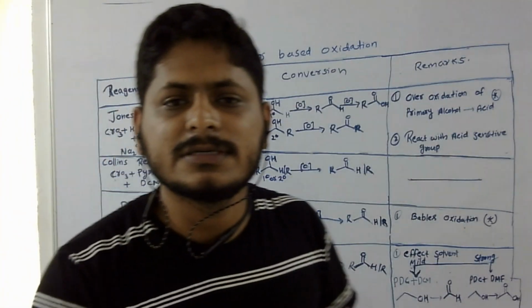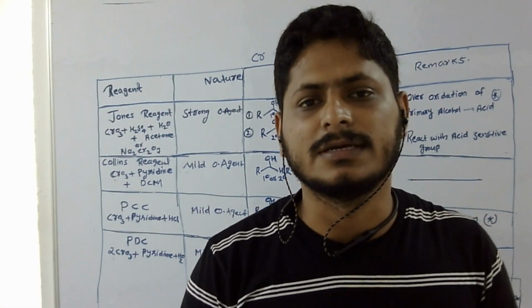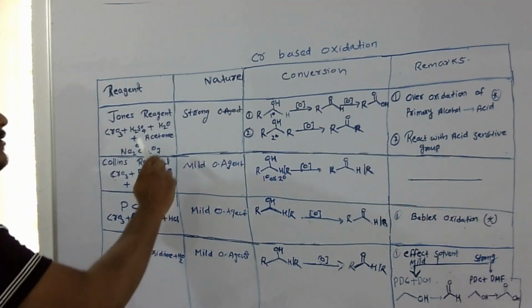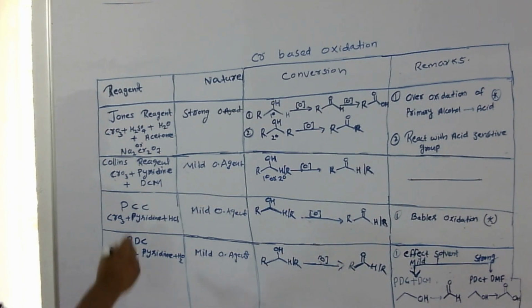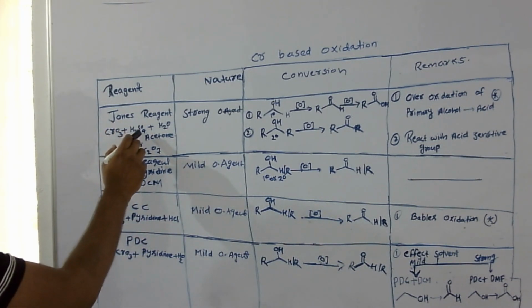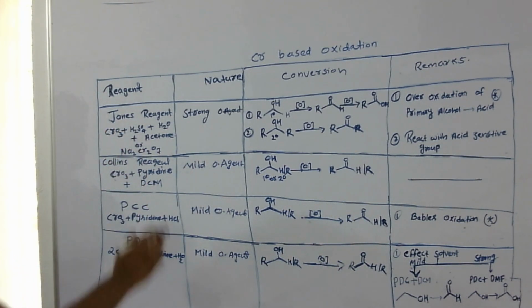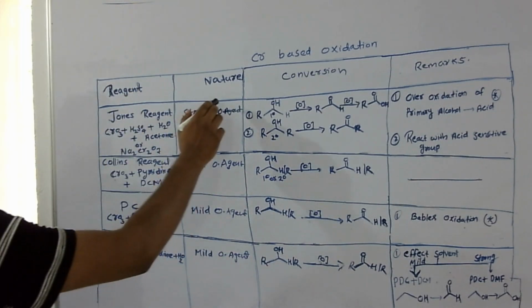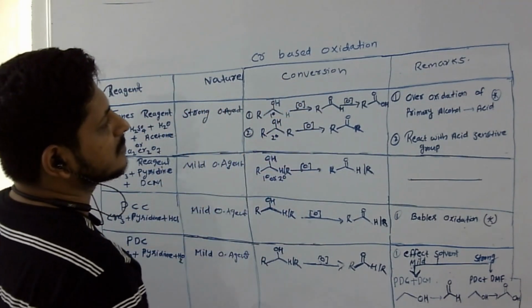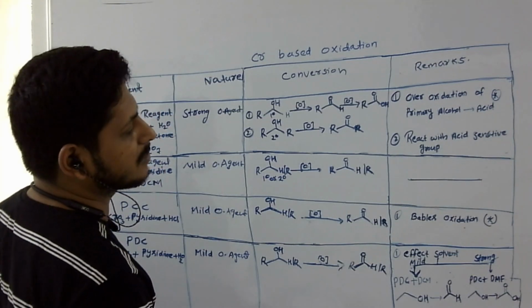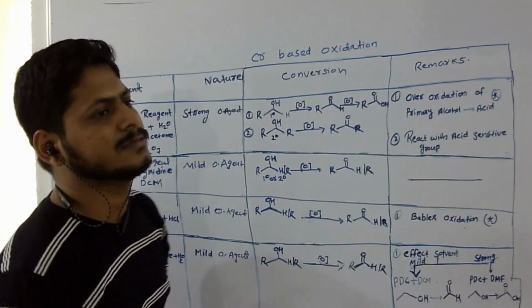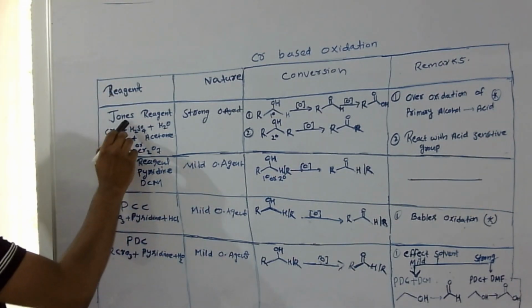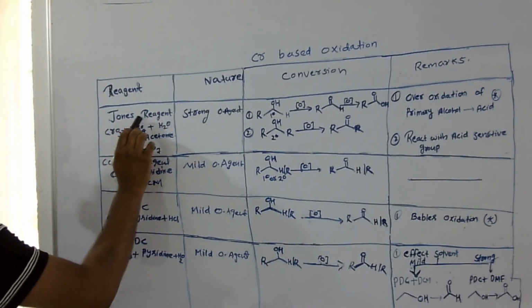Now let us discuss the chromium-based oxidizing agents. I have already given a table here in which you can easily see the chromium-based reagents. There are four chromium-based reagents here. In the first column we have reagents, secondly we have nature and conversion of the reagents, and finally we have remarks. If there is something important specifically for that reagent, it is given in the remarks. The first reagent is Jones reagent.